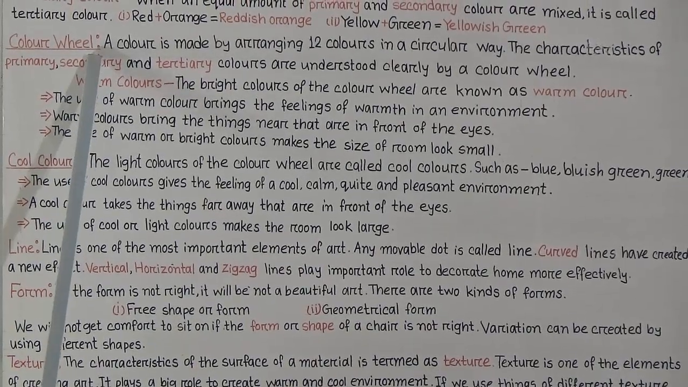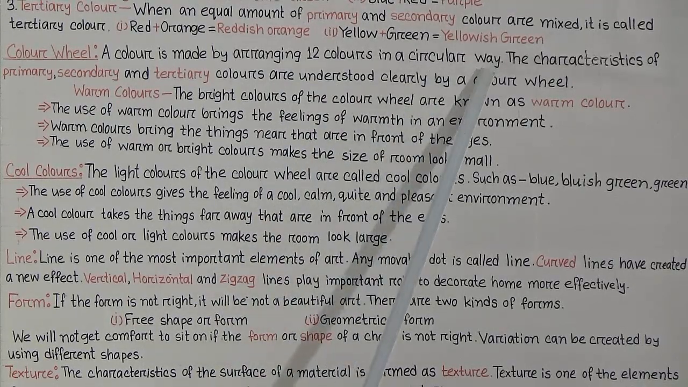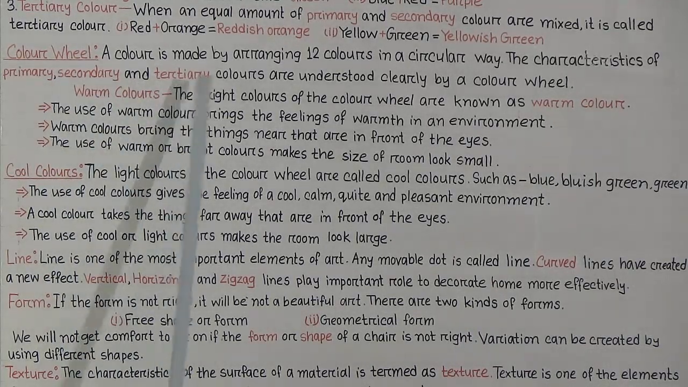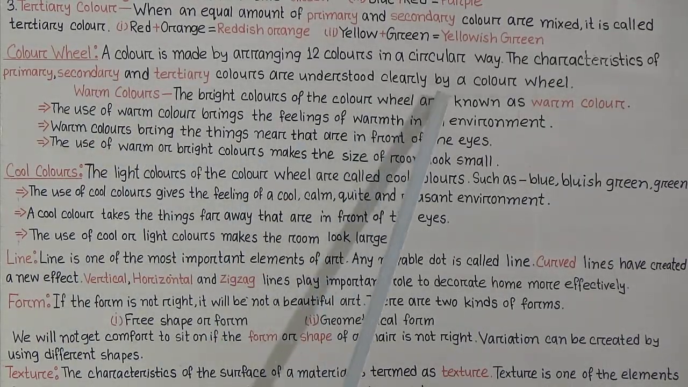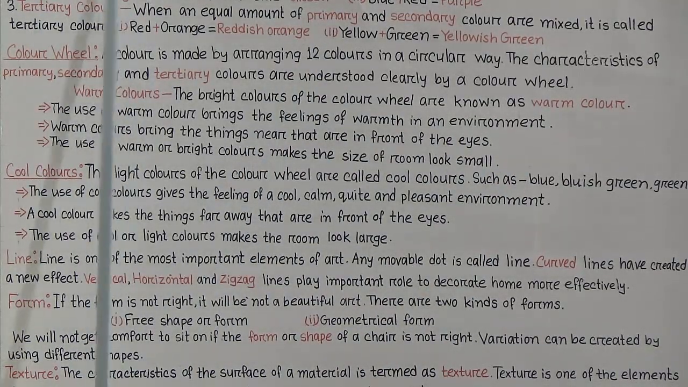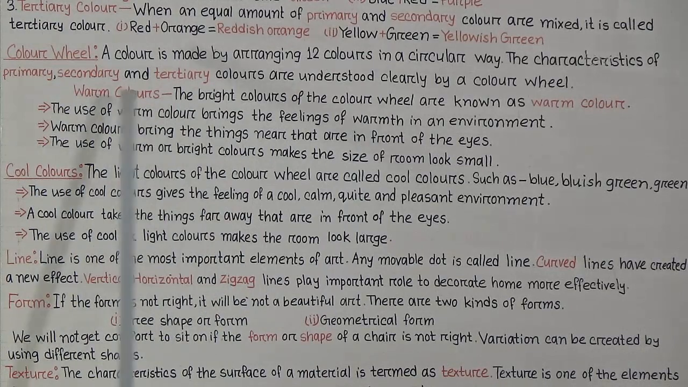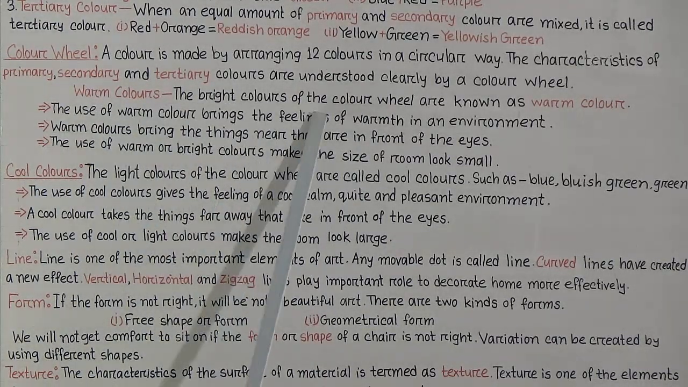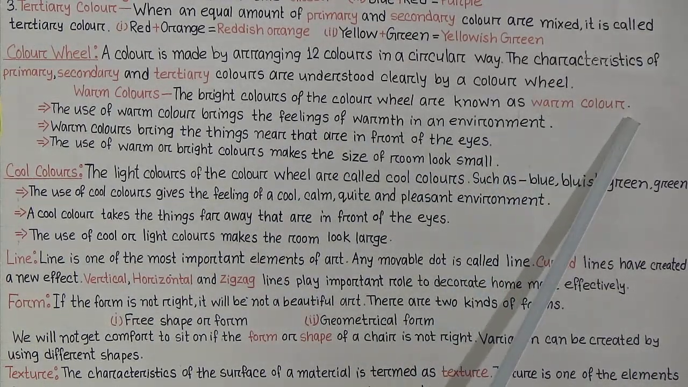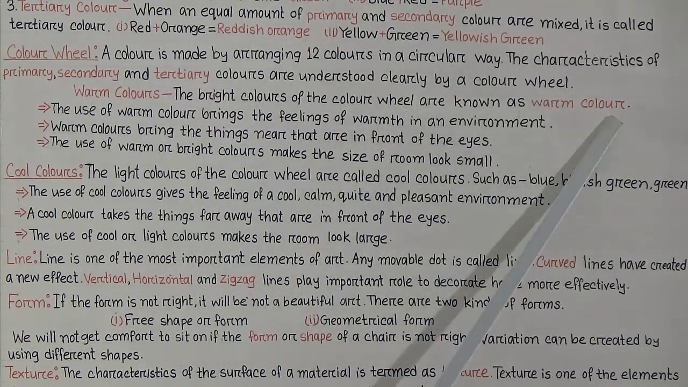Now the color wheel. A color wheel is made by arranging 12 colors in a circular way. The characteristics of primary, secondary and tertiary colors are understood clearly by a color wheel. So, we learn about three types of colors and in the color wheel we find these three types of colors. Warm colors: the bright colors of the color wheel are known as warm colors. So the question is, what is warm color? When we find bright colors of the color wheel, we call them warm colors.